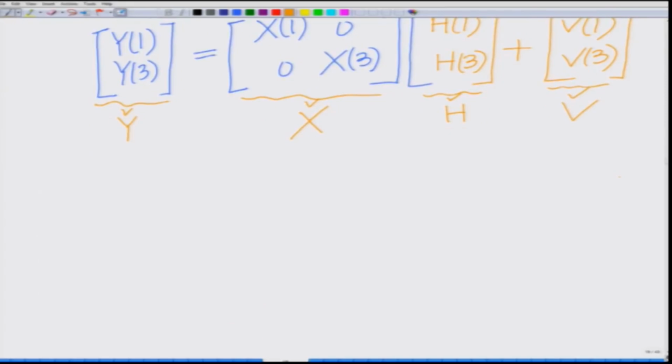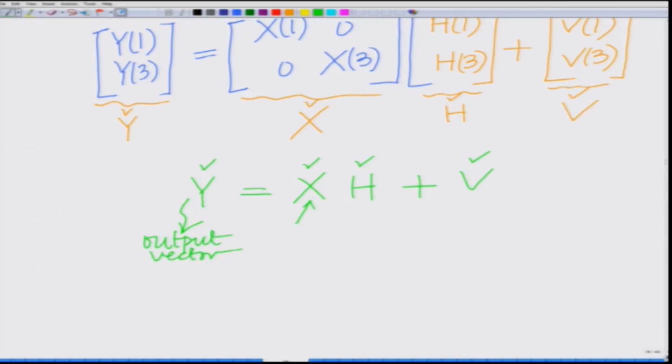And now for the least squares, we have the system model, which is basically Y check equals X check H check plus V check. This is the output vector, this is your pilot matrix, this is your channel vector containing coefficients capital H1 and capital H3, and this is your noise vector.